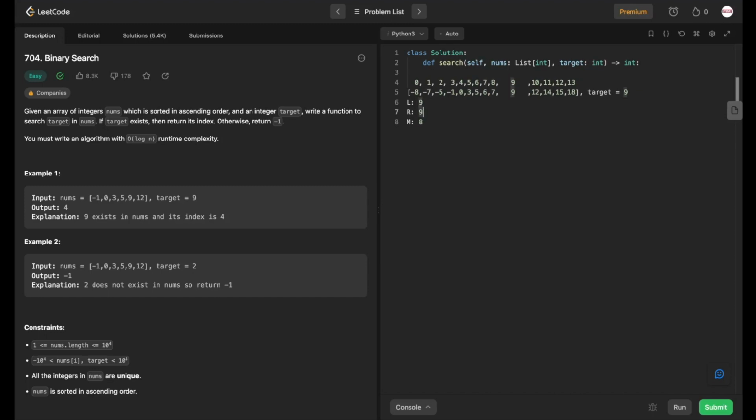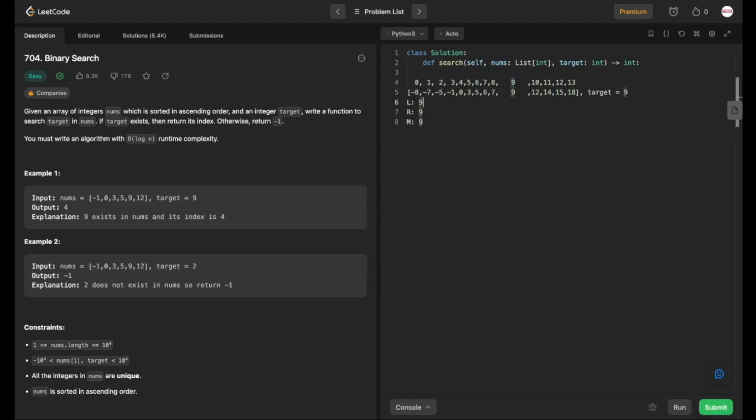Now our search space is reduced to a single value, which is the value of 9 at the 9th index. Since our left pointer is less than or equal to the right pointer, we need to recalculate the middle pointer. And 9 plus 9 divided by 2 is 9 as well. So our mid pointer is pointing at 9. Since 9 is equal to our target value, we need to return its index now, which is also 9.